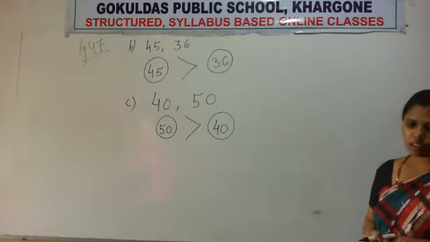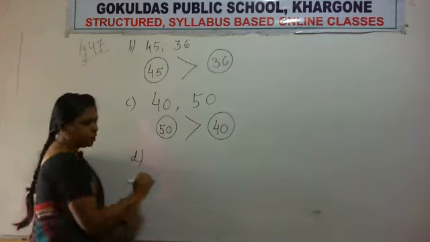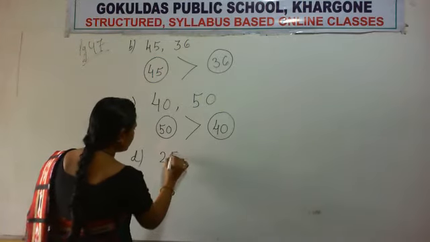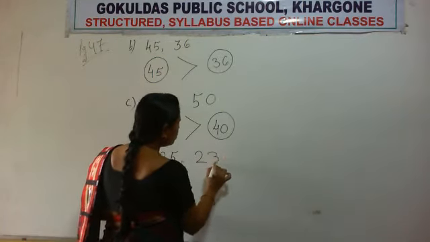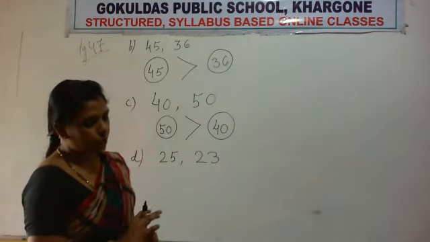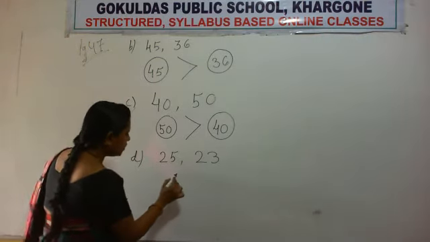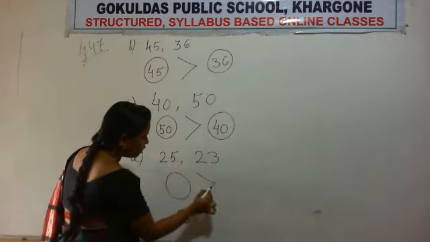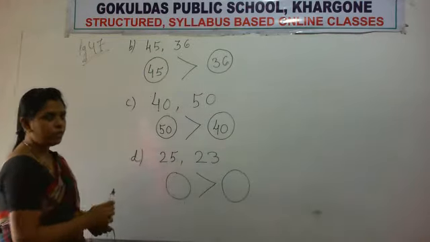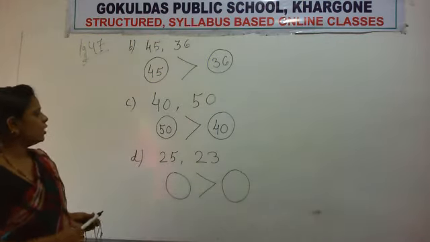Now see the next question, D. What are the numbers given? 25 and another number is 23. So again draw one circle, then draw a sign of greater than, then draw another circle.